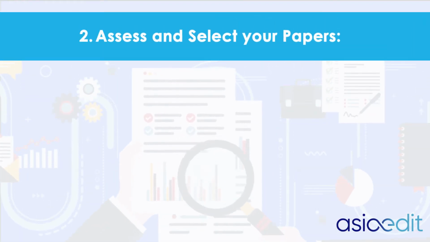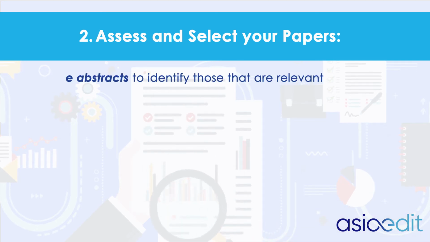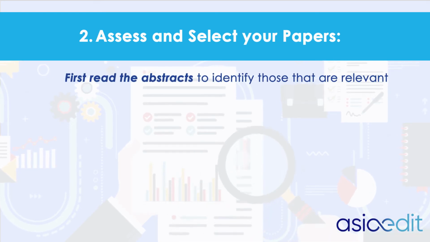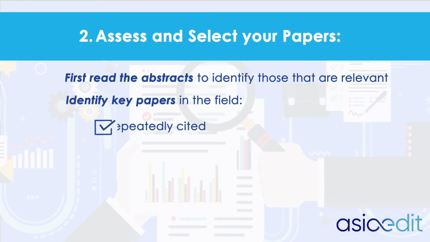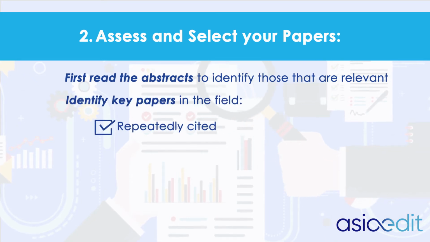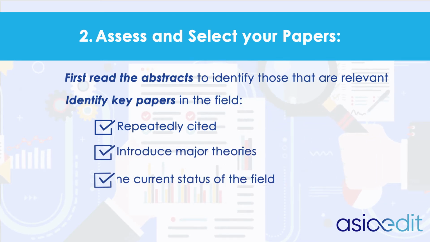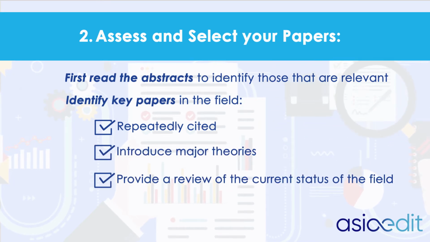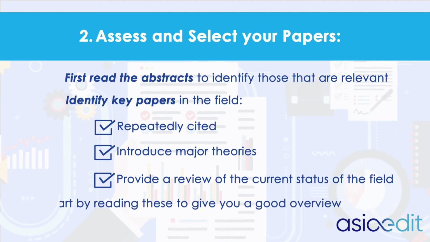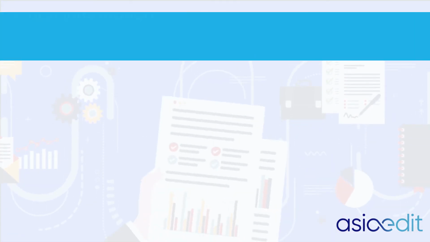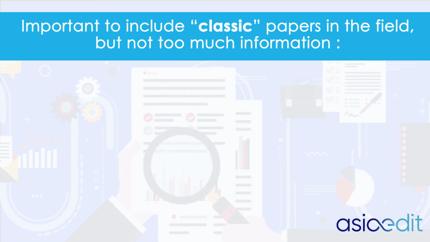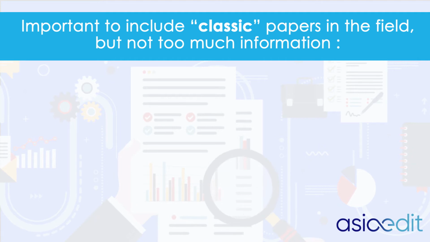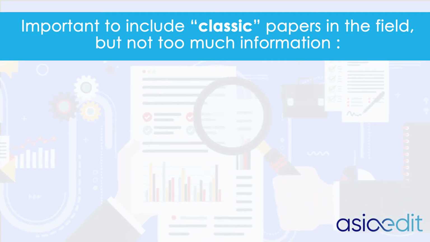Assess and select your papers. Not every paper will be relevant, so first read the abstracts to identify those that are most promising. Try to identify key papers in the field. Those that are repeatedly cited, introduce major theories, or provide a review of the current status of the field. Start by reading these to give you a good overview. While it is obviously important to include classic papers in the field, you don't need to provide too much information, as most readers will already be familiar with them.